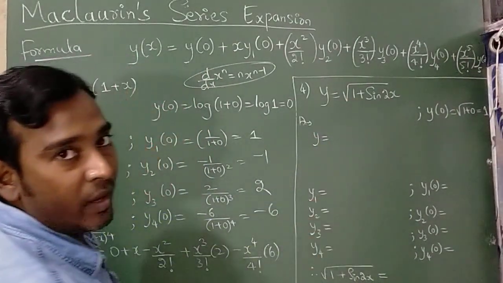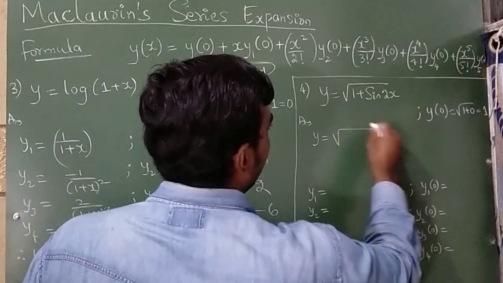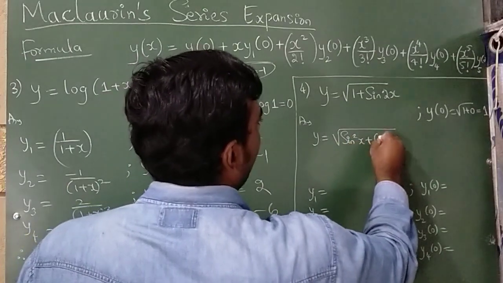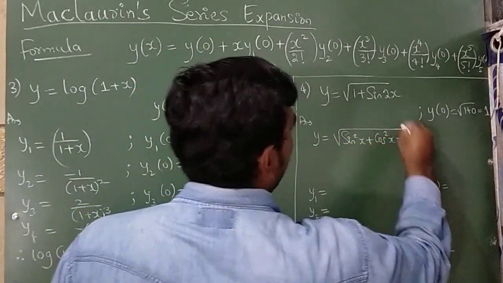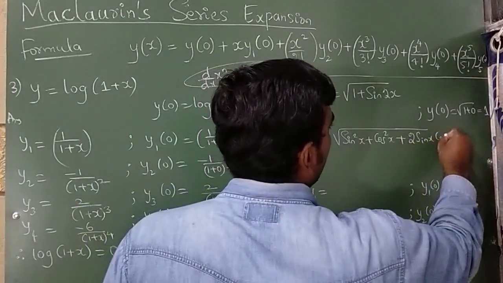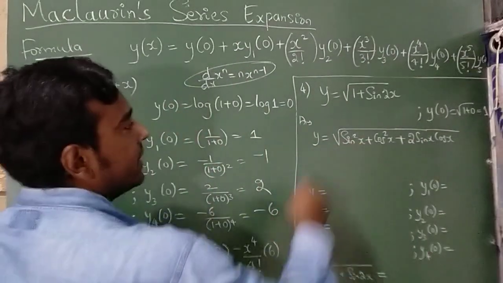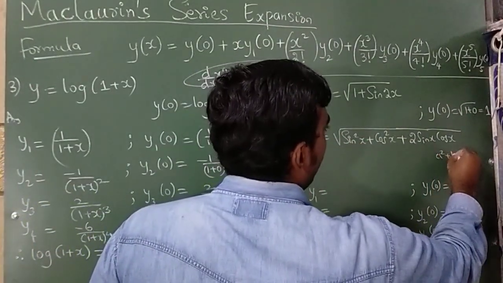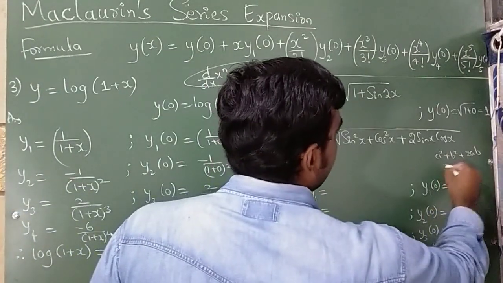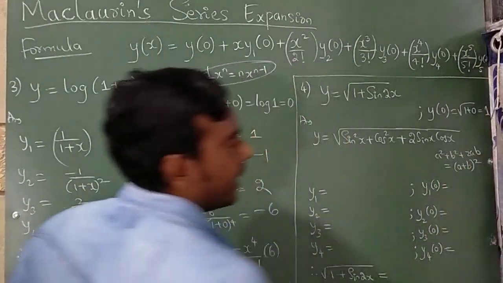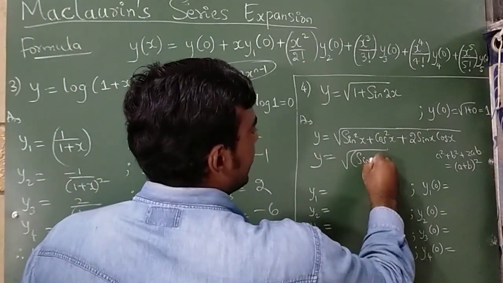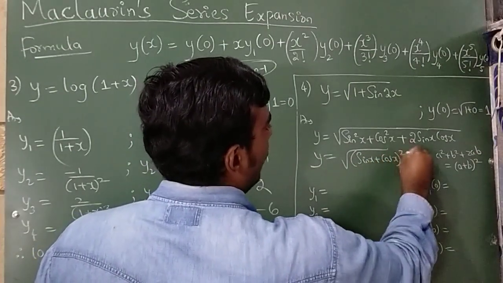Now I must solve for y1. So before solving, let me simplify this. 1 can be written as sine square x plus cos square x plus sine 2x. There is a formula, 2 sine x into cos x. Fine. Now this is in the form of a square plus b square plus 2ab. So what we can write? (a plus b) whole square. So I am going to write (sin x plus cos x) whole square.